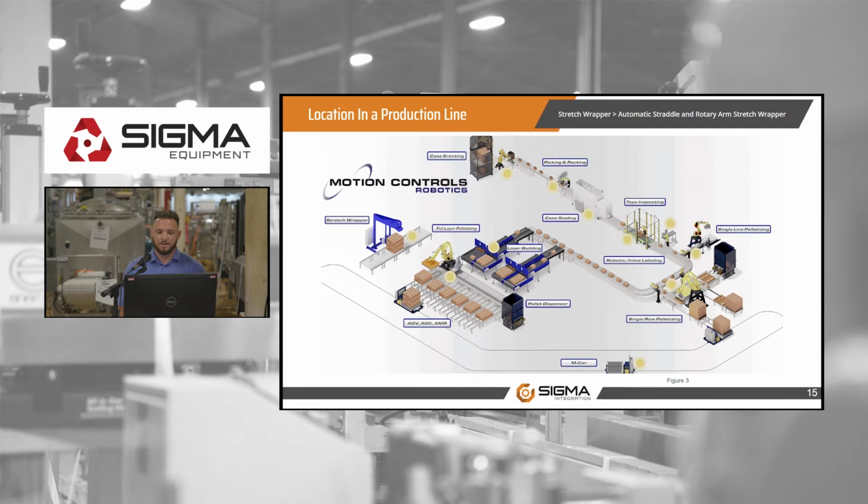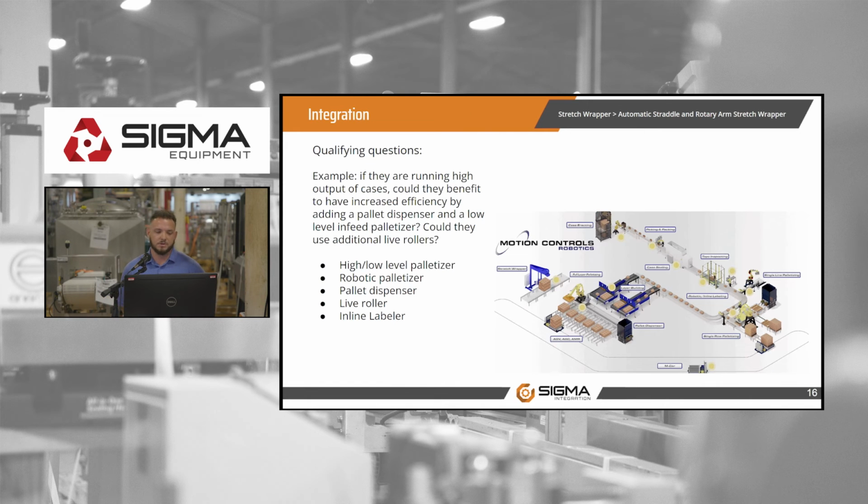An important part about integration with this is if this was our customer, could they benefit by having more output if we had a conveyorized turntable or live rollers in between, or a low-level in-feed palletizer? And that's what we're going to go over right here.